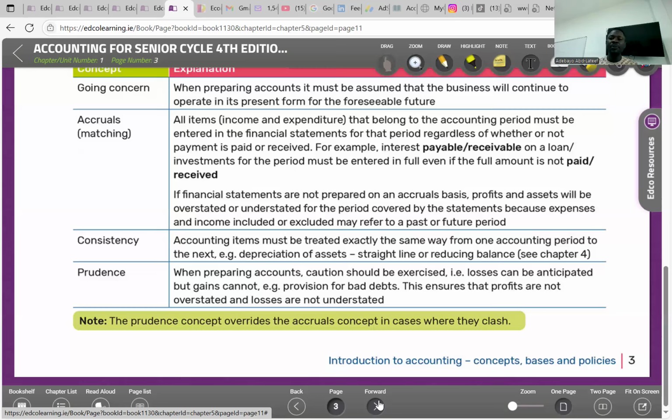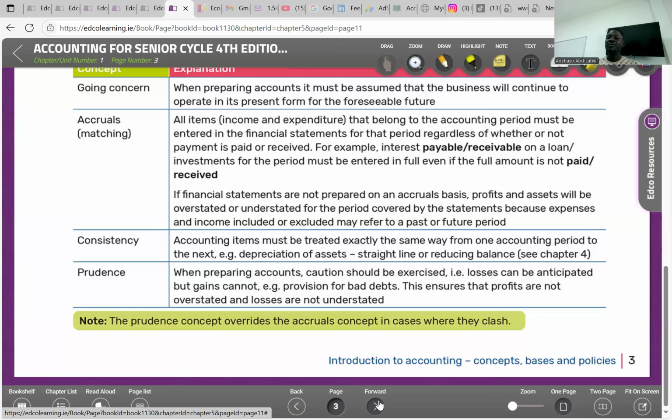Then prudence. When preparing accounts, caution should be exercised. In essence, losses can be anticipated, but gains cannot. Example given, provision for bad debts. This ensures that profits are not overstated and losses are not understated. When preparing accounting information, your financial statement, it is important to be prudent. And prudence simply means that you can anticipate losses, but you cannot anticipate gains. You should make provisions for bad debts, because if you don't, and the debt goes bad, it means you might be overstating your profit or understating your losses.